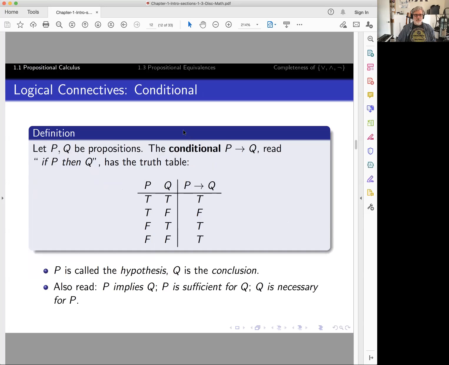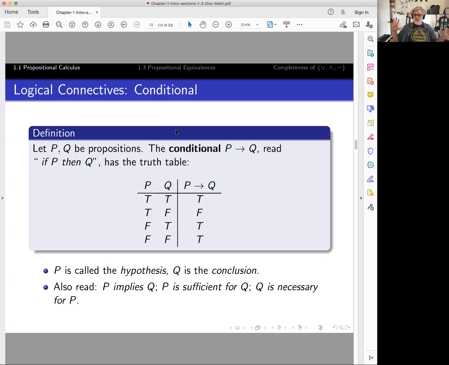Let's now define the condition. I'm going to spend a little bit more time on the conditional. I'll get back to the exclusive or when we talk in a few minutes about interpreting these connectives, rather than seeing them as operations on propositions that are true or false. I'll see them as operations on variables which take on 0, 1 values, and then you can reinterpret things in a slightly different way.